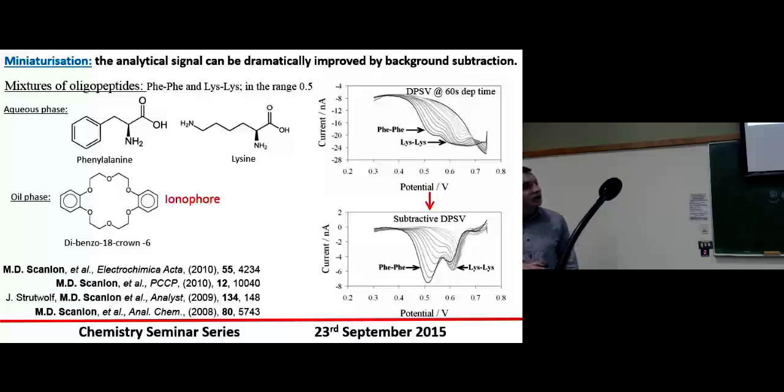And here I just want to show that different species transfer at different applied potentials, and that means that we can detect two things in a mixture, and we get a nice signal. I just want to show as well that background subtraction is good for improving the clarity of your signal. So here is the actual raw data, and this is when we subtract that black one there from all the rest of them, and we get a nice clear signal. So background subtraction can be a nice thing to think about when you're making sensors.